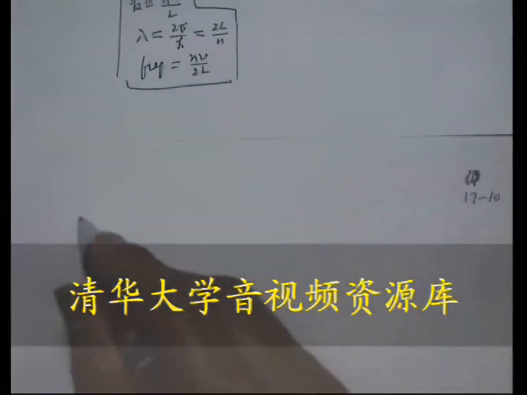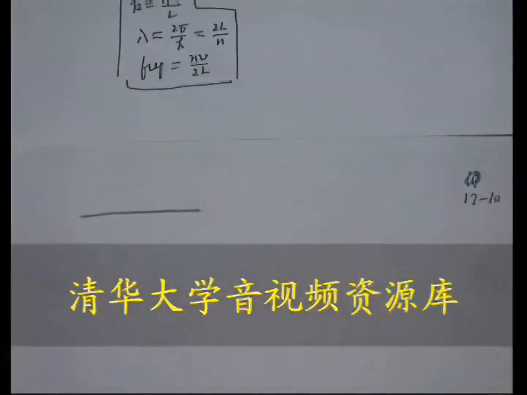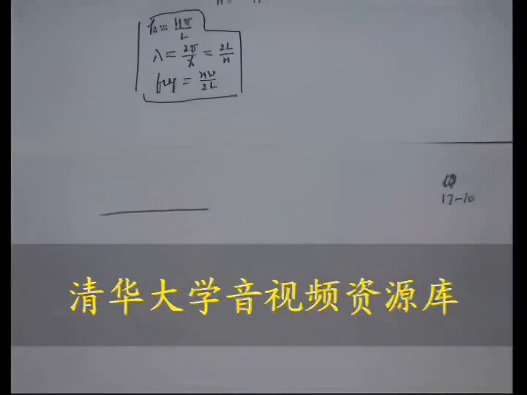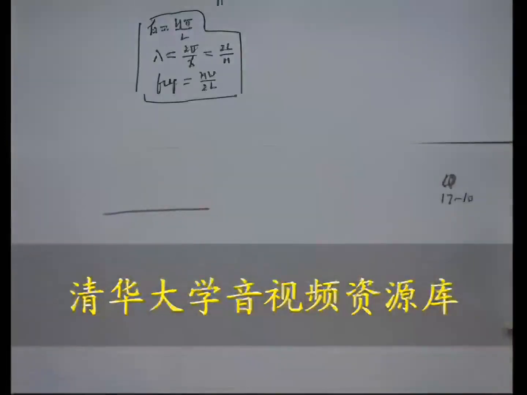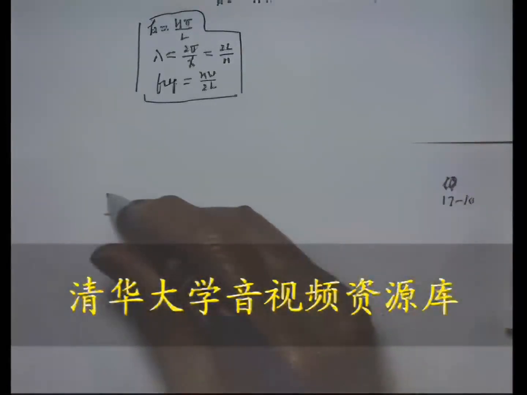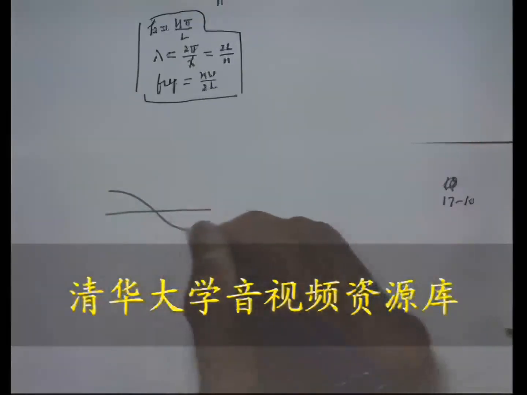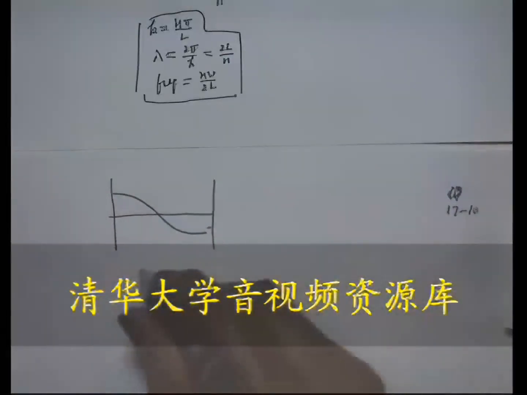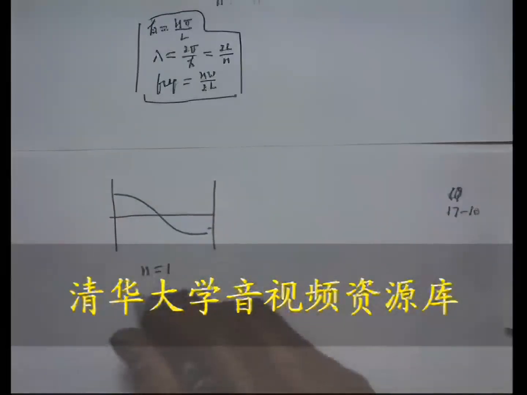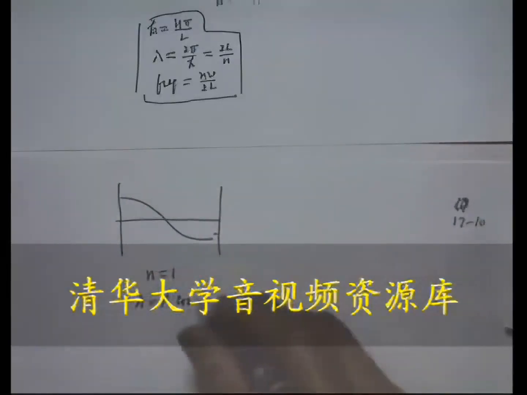So let's take n equal to 1. For n equal to 1, k is equal to pi over L. So A is equal to cosine of k pi over L. It's like this. For n equal to 1, A is equal to A0 cosine of pi over L x.